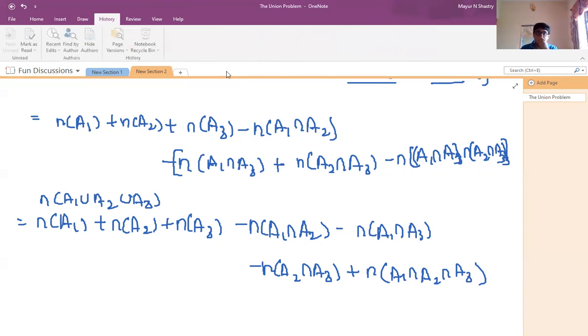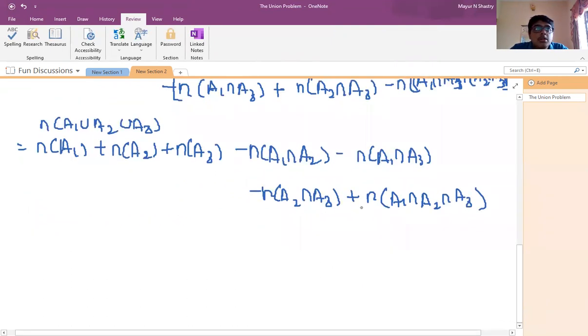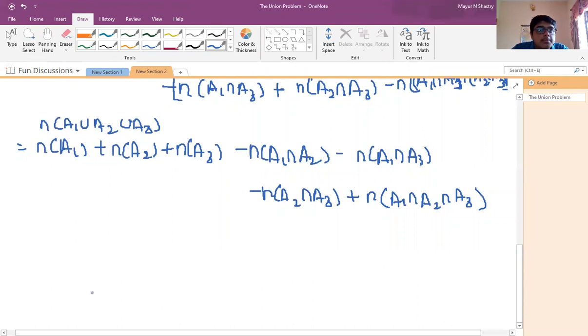Induction. So let's try for 4. Let us take 4 sets, A1, A2, A3, A4. So we have n of A1 union A2 union A3 union A4.